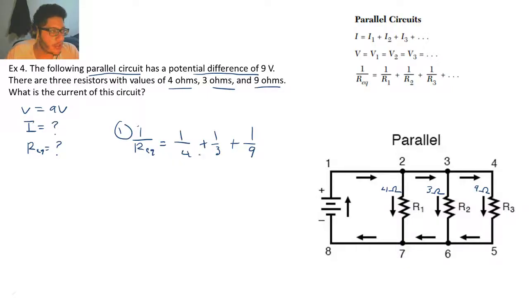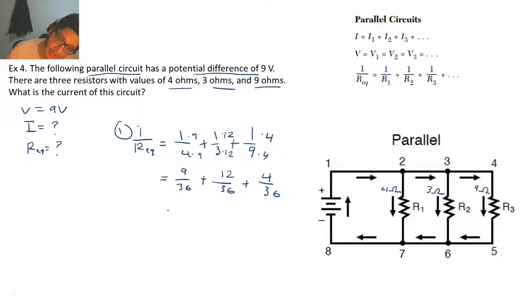Now, easiest way to find a common denominator, we don't need the smallest one, we don't need the simplest one, just take the two biggest numbers and multiply them. That's always going to give you a common denominator. So 4 times 9 is 36, the common denominator is 36, so I have to multiply each one of these to get 36. This becomes times 9, this becomes times 12, this becomes times 4. And that's going to give me 9 over 36 plus 12 over 36 plus 4 over 36, and that's going to give me 21 plus 4 is going to give me 25 over 36, and that's 1 over Req.